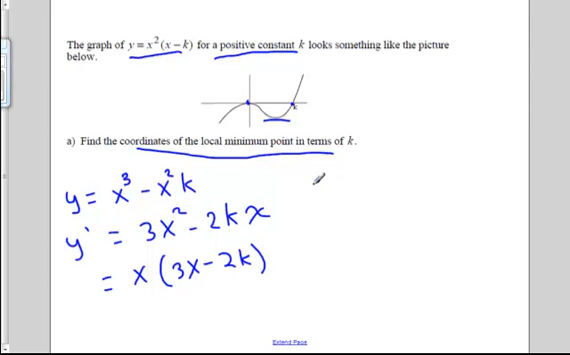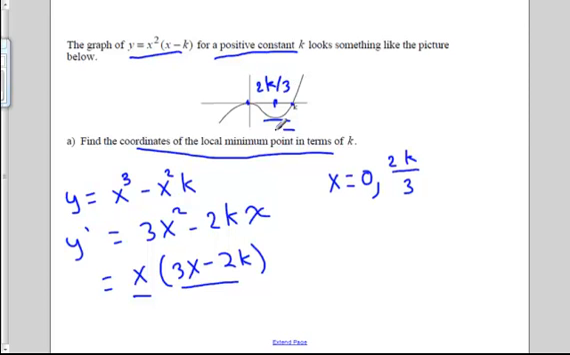So where are my critical points? My critical points are when x equals 0, or when x equals, solving this for x, 2k over 3. And so that's this point right here. That's 2k over 3.